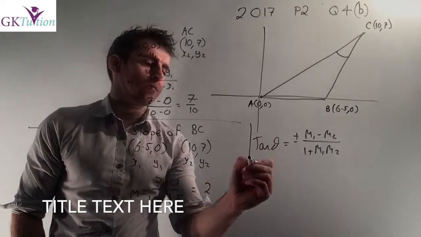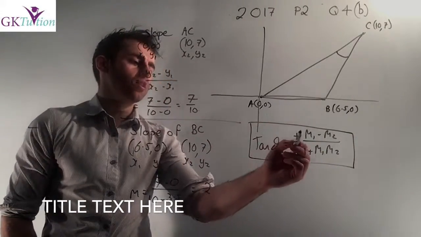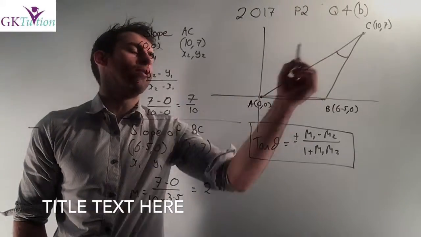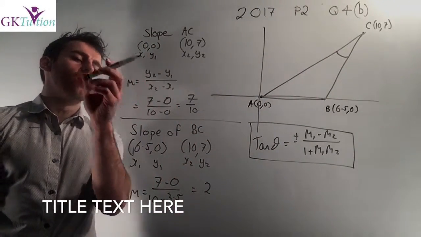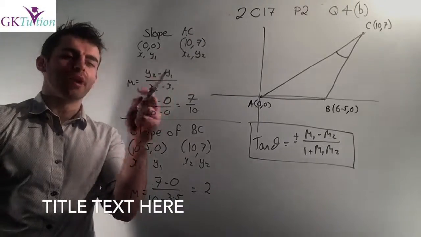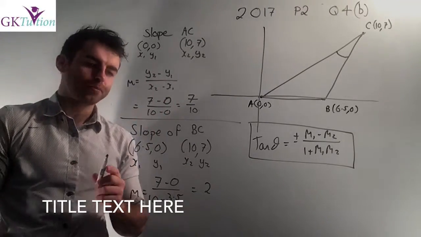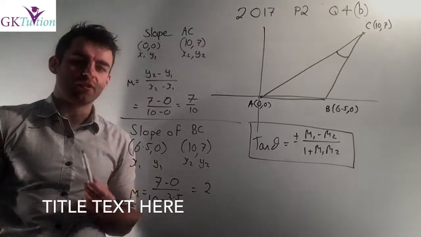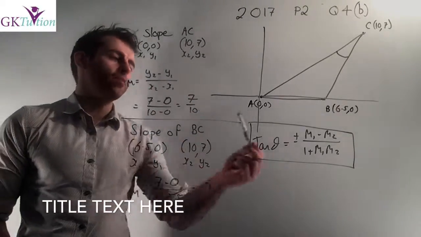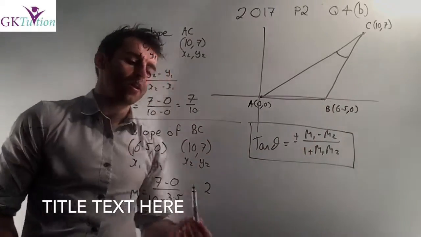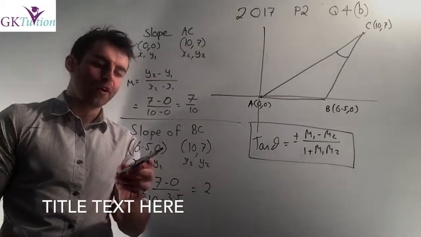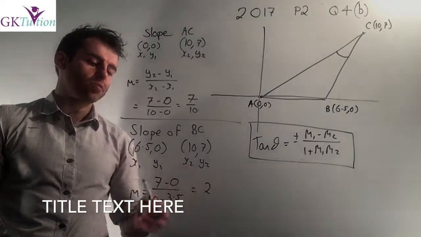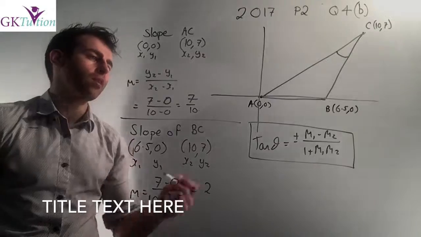In order to use the formula to get the angle between two lines, you need to know the slope of each line. The first thing I've done here is I found the slope of AC. I'm going to use the formula y2 minus y1 over x2 minus x1. If I sub in the coordinates A and C, I end up with 7 over 10. If I do the same thing to get the slope of BC, this time my x1 is 6.5, my y1 is 0, my x2 is 10, my y2 is 7. I work out that the slope of that line is 2.